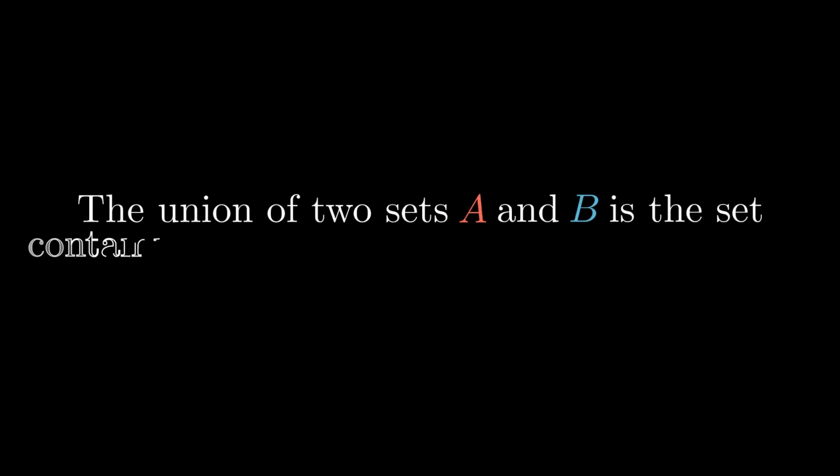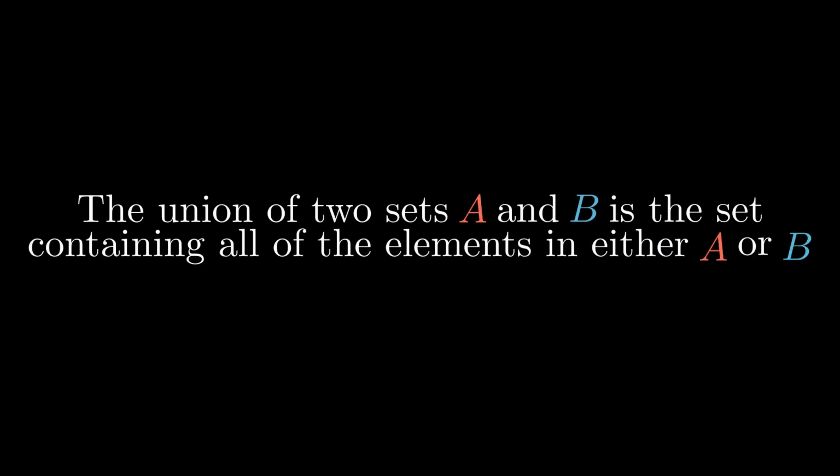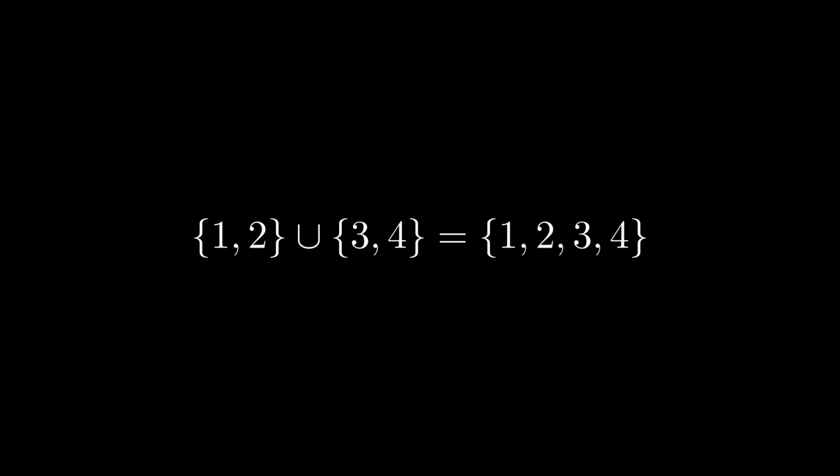Now, let's talk about the union of two sets. The union of two sets A and B is the set containing all of the elements in either A or B. So, as an example, the union of the set containing 1 and 2 and the set containing 3 and 4 is the set containing 1, 2, 3, and 4.